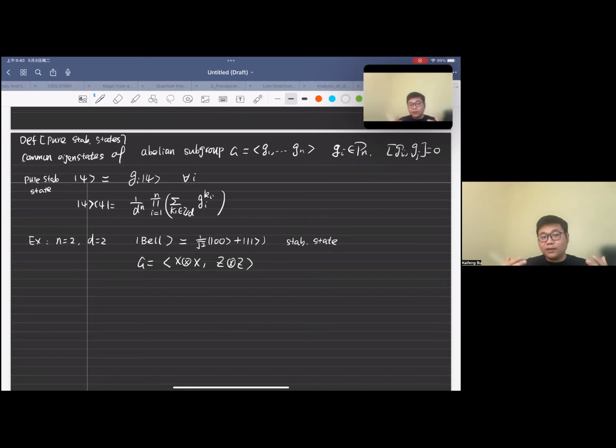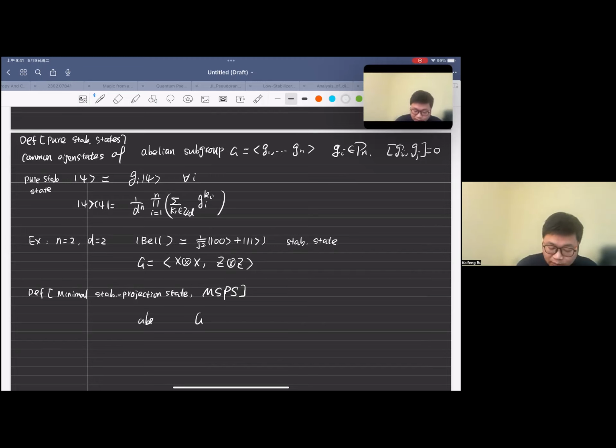But how about a state that is a mixed state? Now let us give a more general definition of stabilizer state. We call it a minimal stabilizer projection state, and we use MSPS for short.